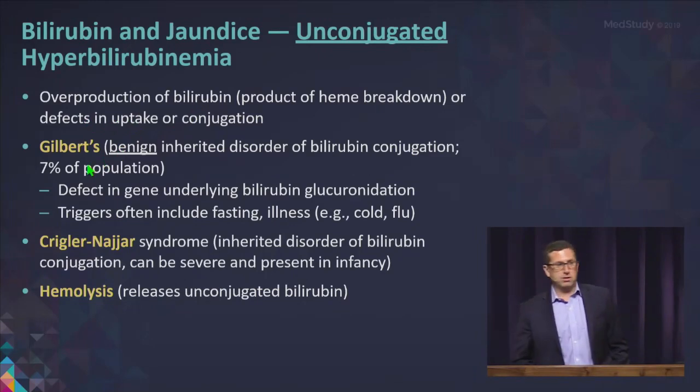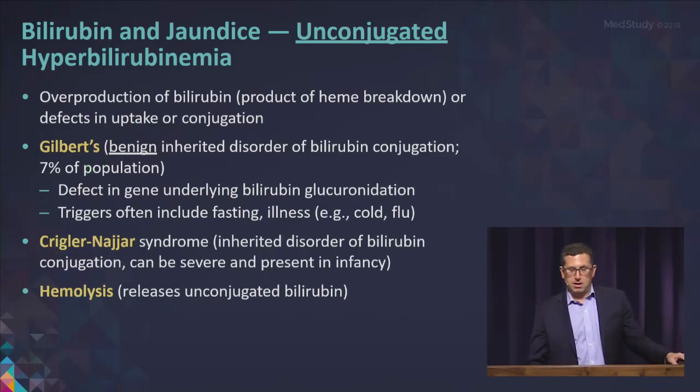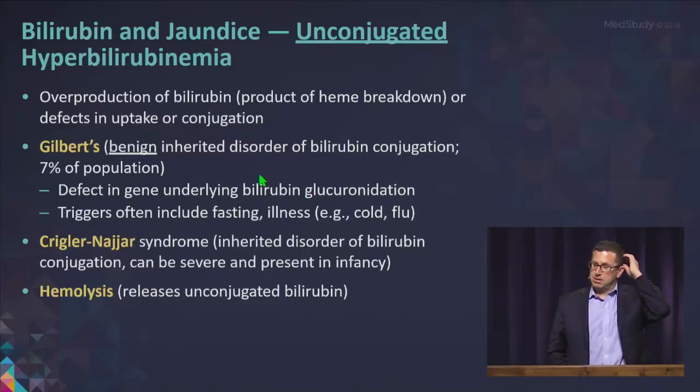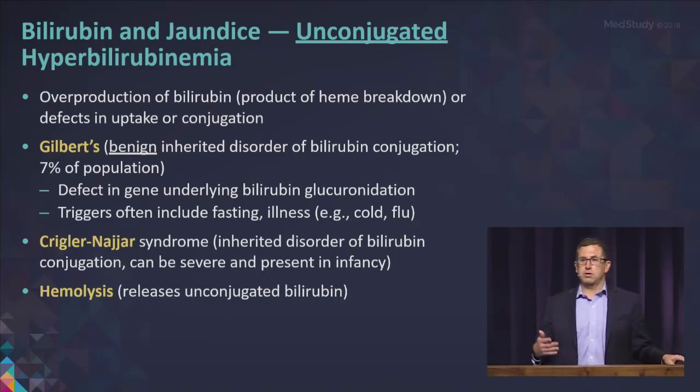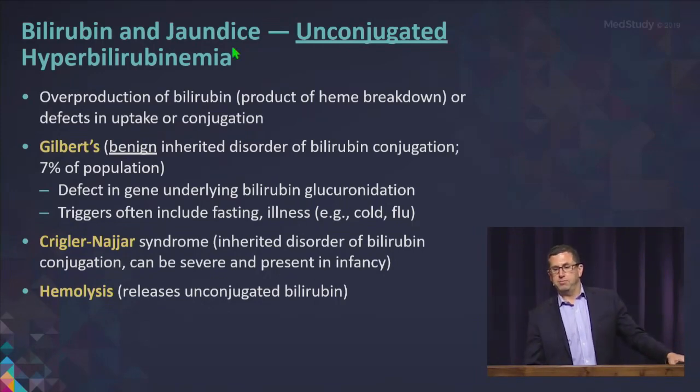So Gilbert's, exceedingly common, 7% of the population, it's a benign inherited disorder of bilirubin conjugation due to a gene defect in bilirubin glucuronidation. And triggers include fasting, illness, such as a cold or flu. So I'm sure you see this all the time in your clinic. You just have to make sure that it's unconjugated bilirubin and not conjugated.